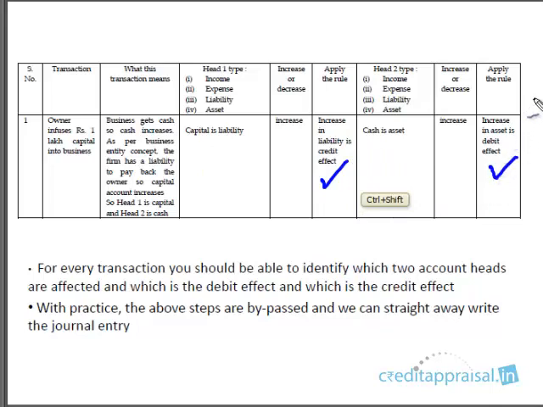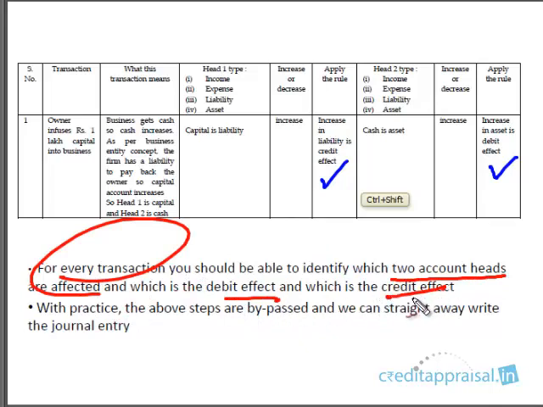So this is what you should be doing for every transaction. For every transaction, you should identify which are the two heads that are affected, and then which is the debit effect, which is the credit effect. You should be able to identify. Once again, this is a complicated concept, but with practice you're going to get it. The point is you're not going to practice it because this is not your area of expertise, right? But with practice this becomes very easy.